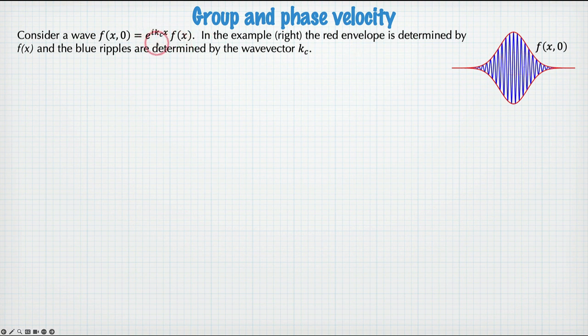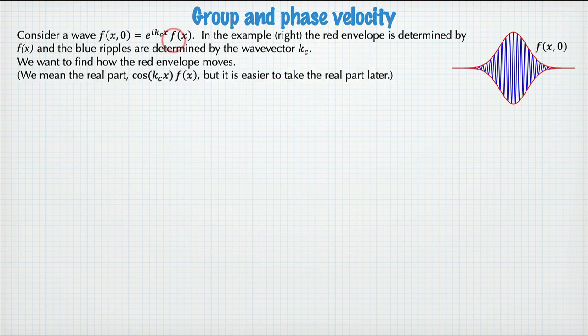And so the ripples in this case are going to have the wave vector kc. So it's like the frequency in space of the wave, the spatial frequency of the wave, and the shape of the envelope here is f of x. I want to find out how the red envelope moves. That's our main motivation here, is finding the group velocity, that's the speed of that red envelope.